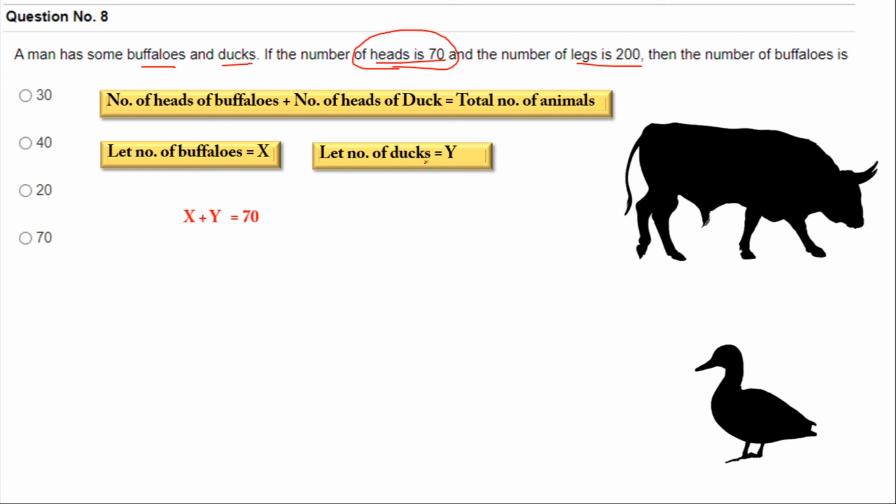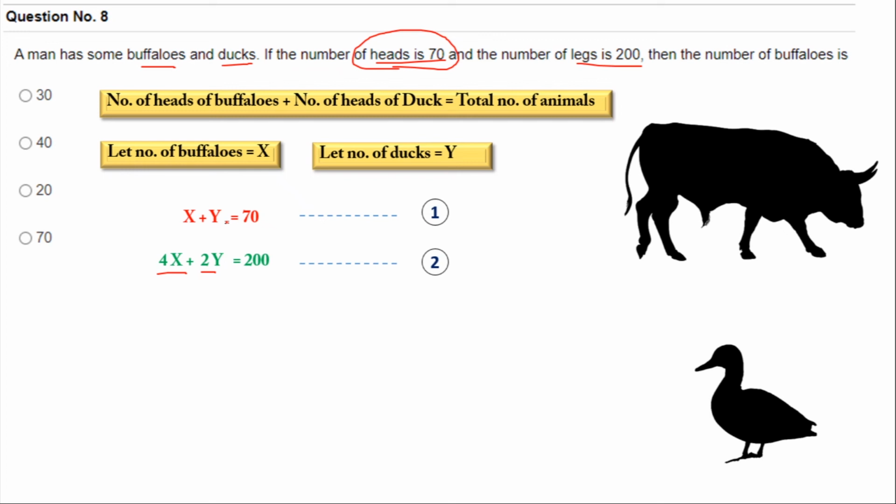Okay. So now what they have given, they have told us that heads are 70 and legs are 200. Let us form one more equation. Since we know that head is going to be 1 and leg is going to be 4 for a buffalo and 2 for a duck, you are going to get one more equation: 4 into x, where 4 is the number of legs for buffaloes, plus 2 into y, where 2 is the number of legs of your duck. So the total number of legs is 200. So that is our second equation.